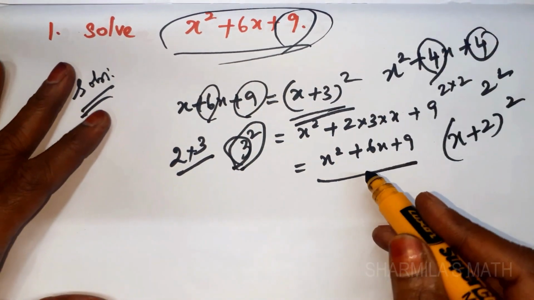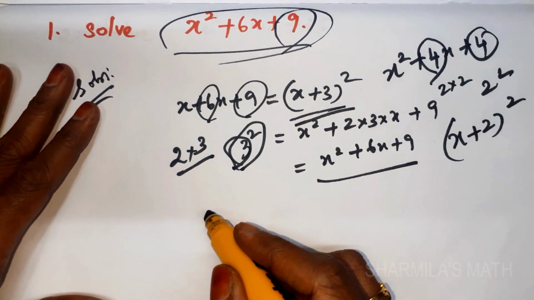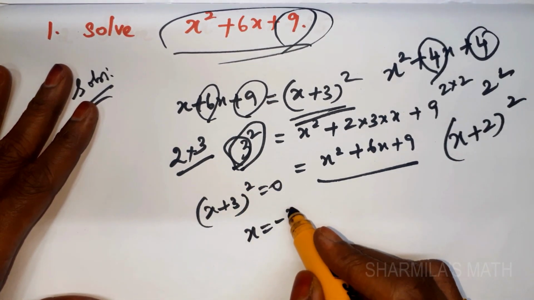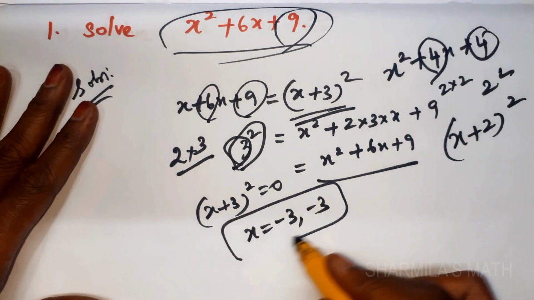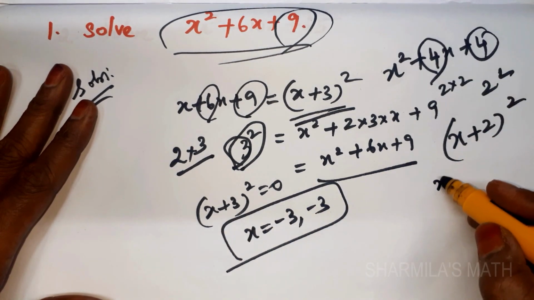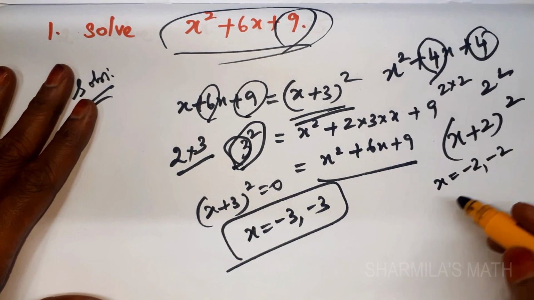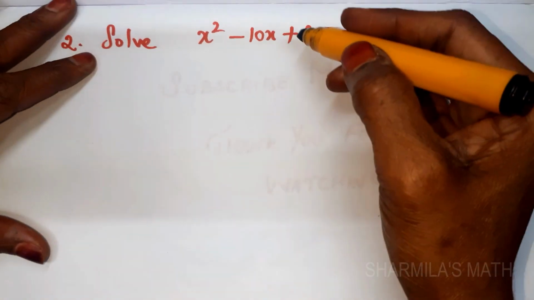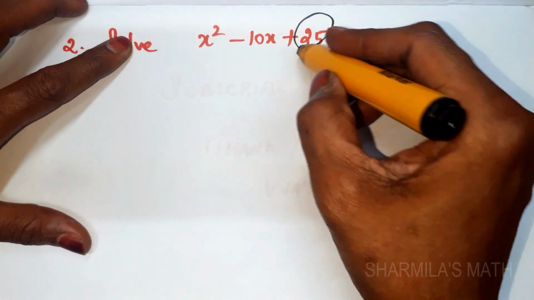So after confirmation, this is (x plus 3) the whole square, no? So (x plus 3) the whole squared means x is equal to minus 3, comma, minus 3. Here (x plus 2) the whole squared means x is equal to minus 2, comma, minus 2. These are the answers.